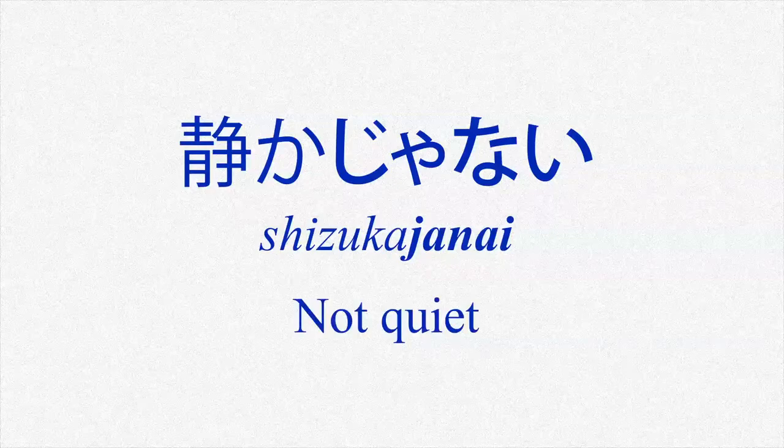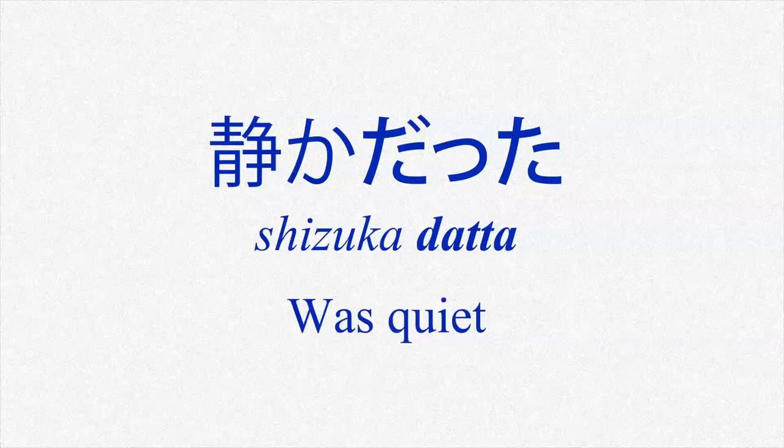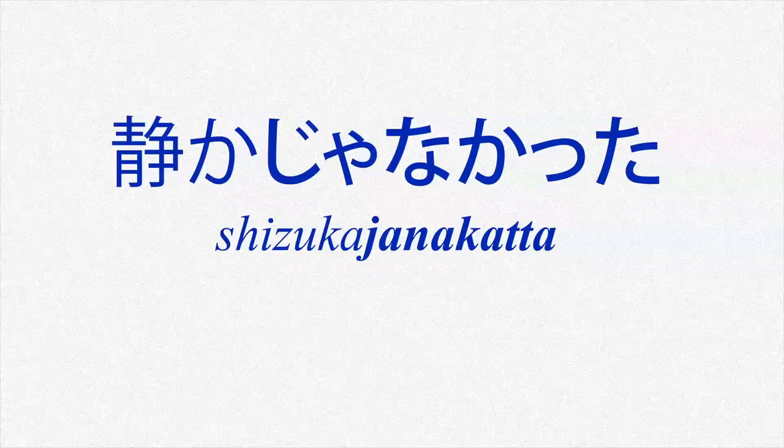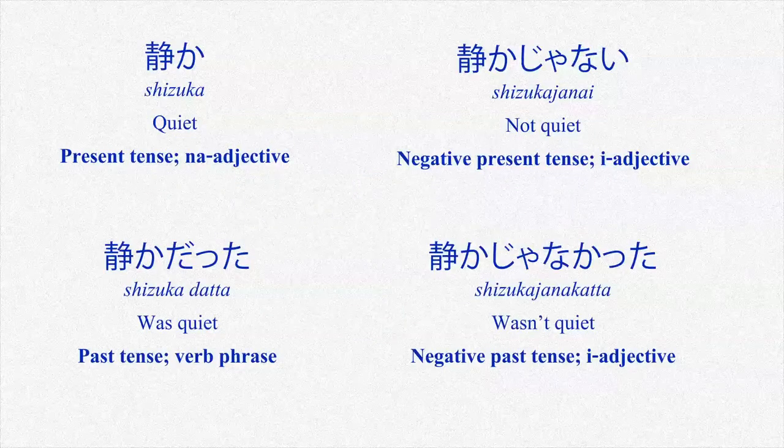For past tense, add datta. This means was quiet. For negative past tense, add janakatta. This means wasn't quiet. Remember that when conjugated to any of these forms, the na-adjectives do not need na after them, since they have essentially become either i-adjectives or verb phrases.